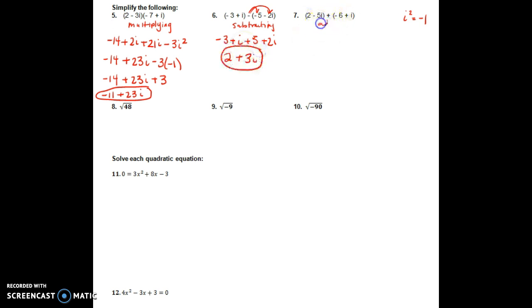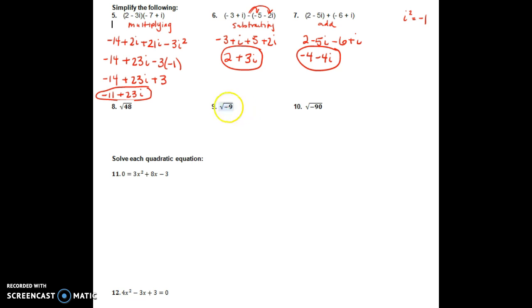In 7, you recognize that you are adding. So again, you can get rid of the parentheses, because if I add them, nothing is going to change. So 2 and a negative 6 is a negative 4, negative 5i and an i is a negative 4i. So part of this section was just combining like terms, but being very noticeable about multiplying, subtracting, and adding.